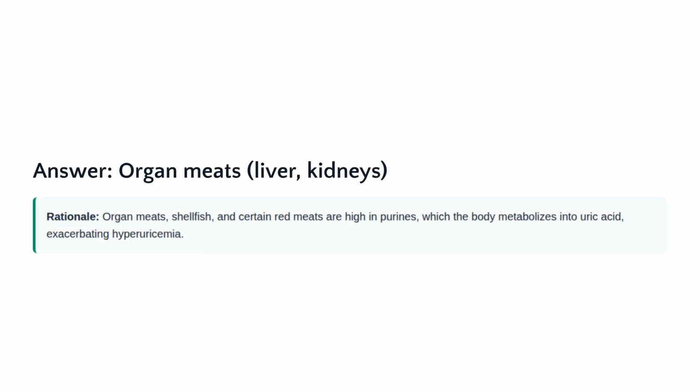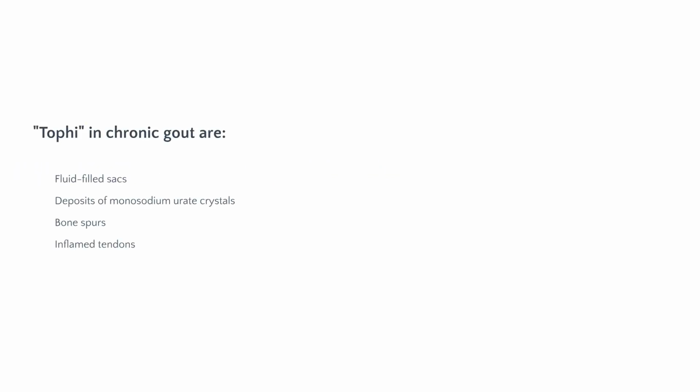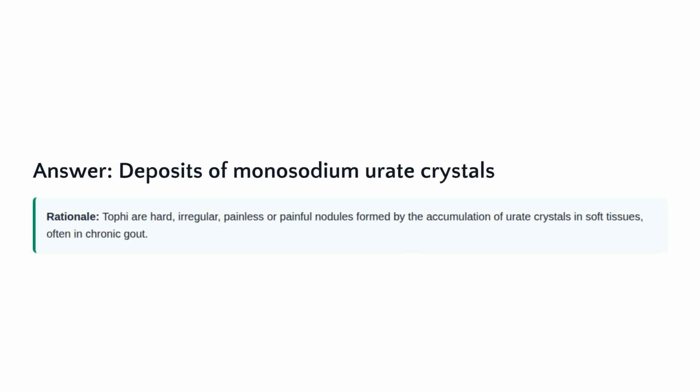Organ meats, such as liver and kidneys, are highest in purines. The body metabolizes these purines into uric acid, exacerbating hyperuricemia. What are tophi in chronic gout? Tophi are deposits of monosodium urate crystals. These hard, irregular, painless or painful nodules accumulate in soft tissues, often seen in chronic gout.